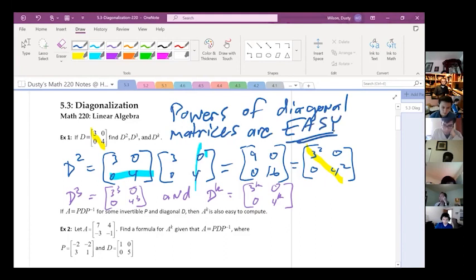I know sometimes I say something's easy, and you're like, yeah, easy for you, Dustin. But I think that powers of diagonal matrices are legitimately really easy. Like, you could explain how to do it to your, I don't know, 9-year-old nephew, and they might not know why, but they'd be like, oh, sweet, I'm doing college, right?